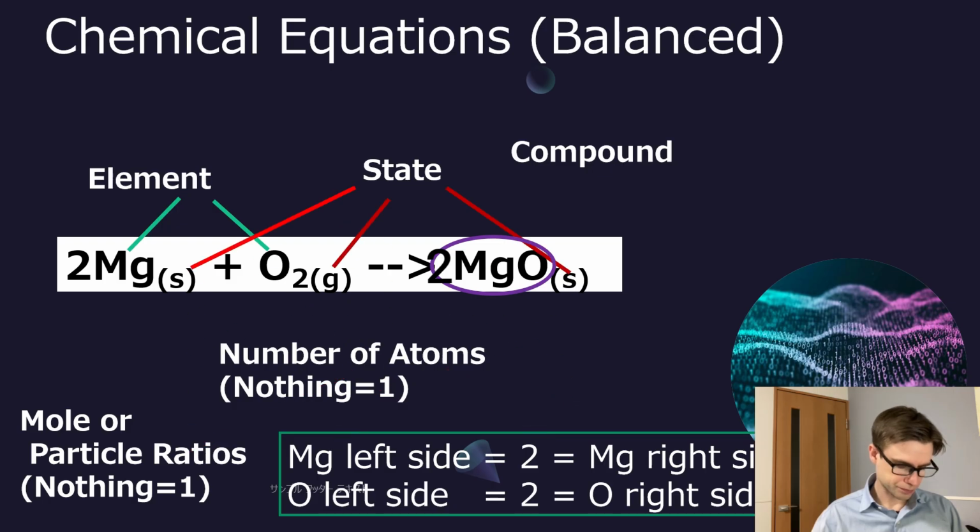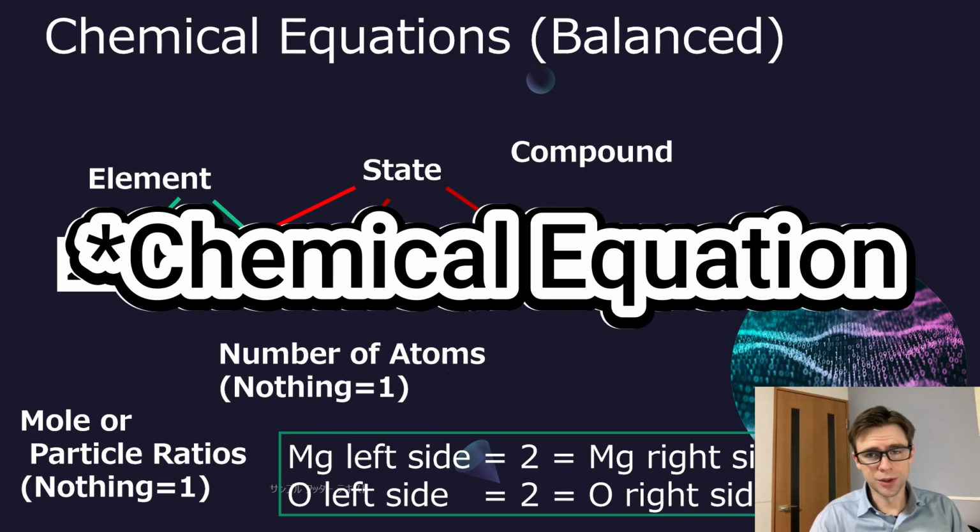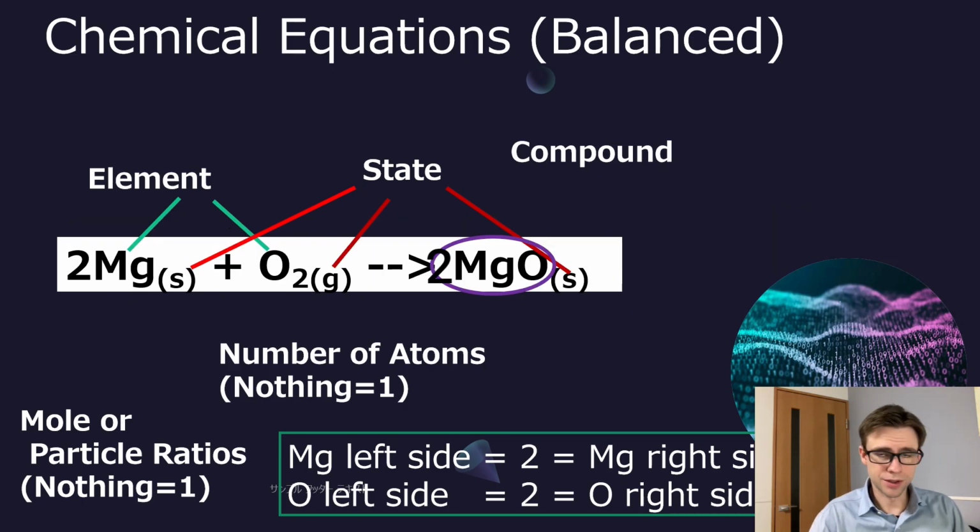show a chemical formula, each part of it, and how to balance it. Okay, so here's a pretty simple equation. This is the first lab work that I do with my classes. Magnesium plus oxygen gas goes to magnesium oxide, MgO.